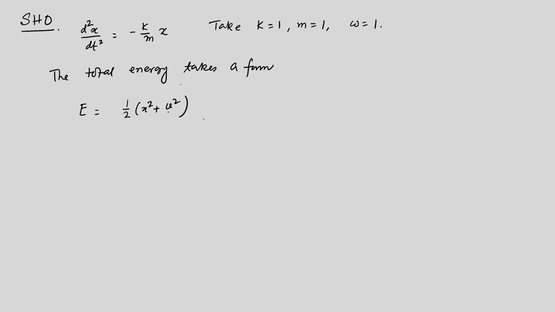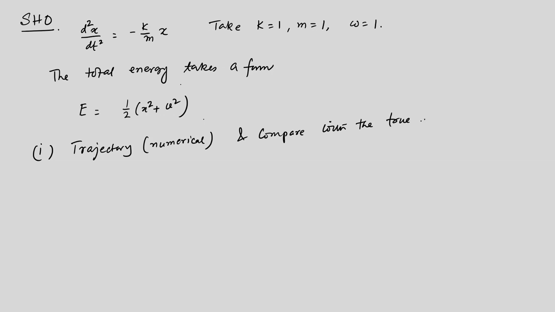So, let us show three things. In fact, this is from a book. We will show you the results from a book. So, we will show three things. One is the trajectory, the numerical trajectory, and compare with the true trajectory.